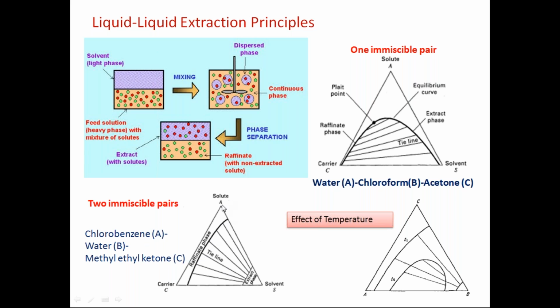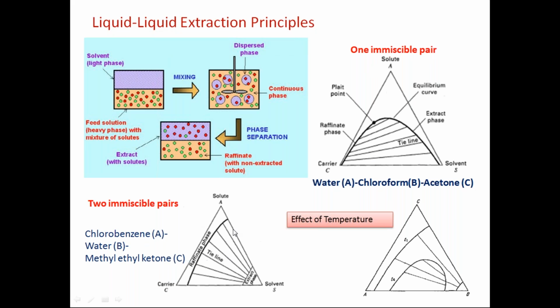So here it indicates that there are the solute and solvent, and the carrier and solvent. Carrier means it is also called the feed. This feed is carrying the solute, so that's why it is called the feed solvent, and this is the organic solvent. These two are partially miscible, and the solute and solvent are also partially miscible. But the solute and carrier solvent, the feed solvent, are completely miscible. So this is an example of two immiscible pairs. This is an example of one immiscible pair, or two partially soluble pairs.